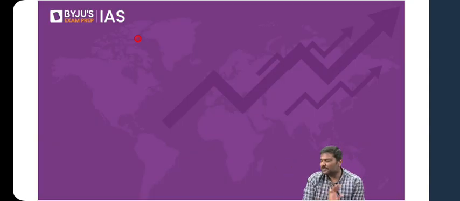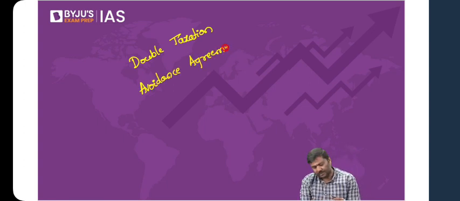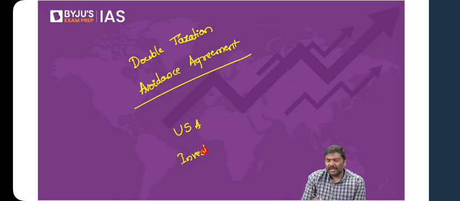Okay. What is a DTA? DTA stands for Double Taxation Avoidance Agreement. Now, what is this Double Taxation Avoidance Agreement? For example, let's say there is an investor from USA. The investor will make an investment in India.